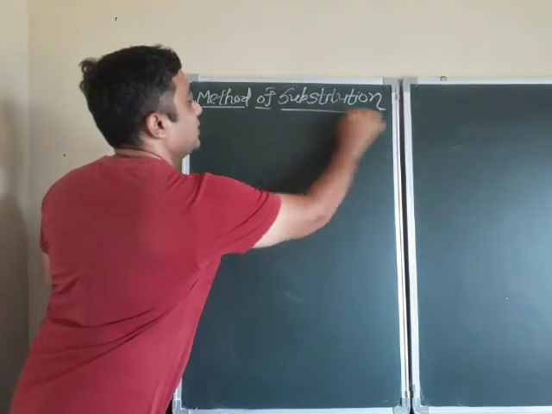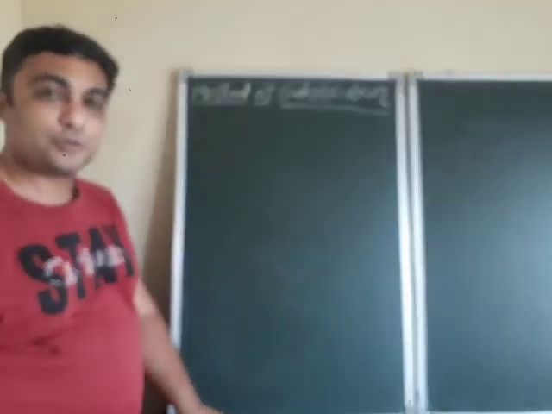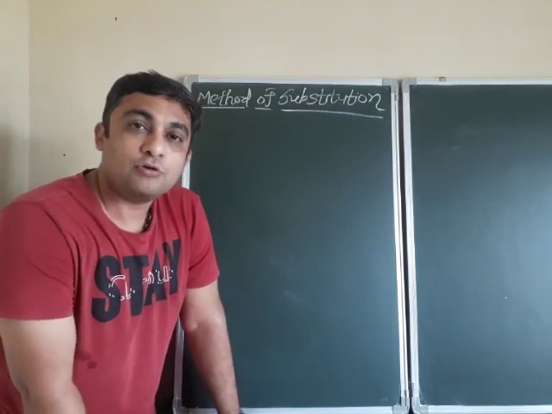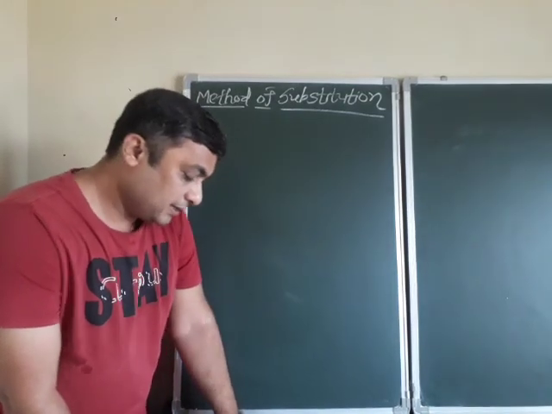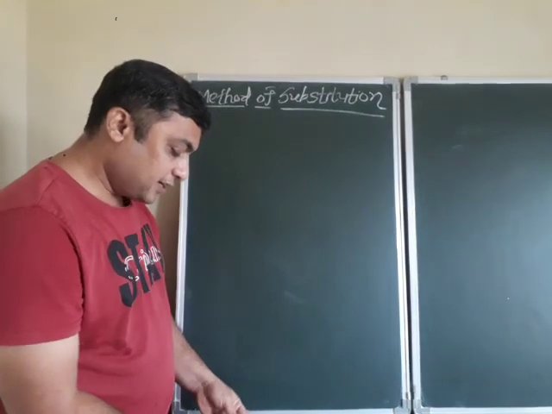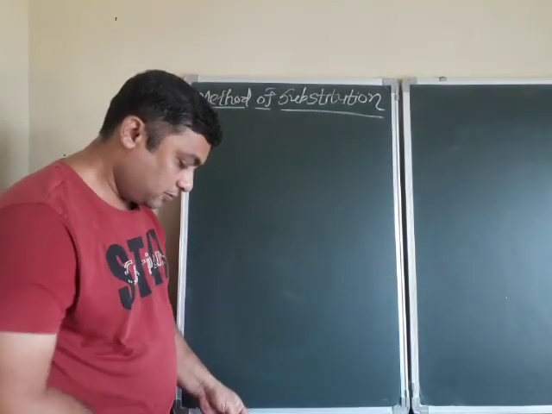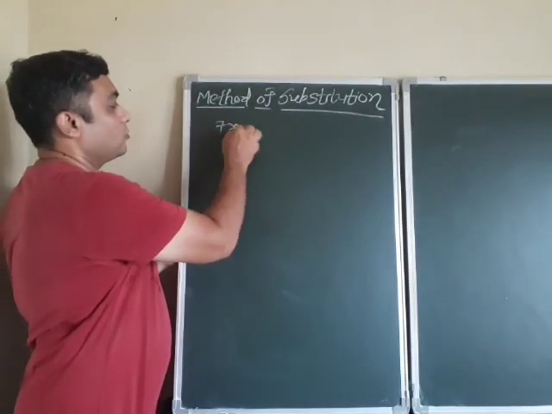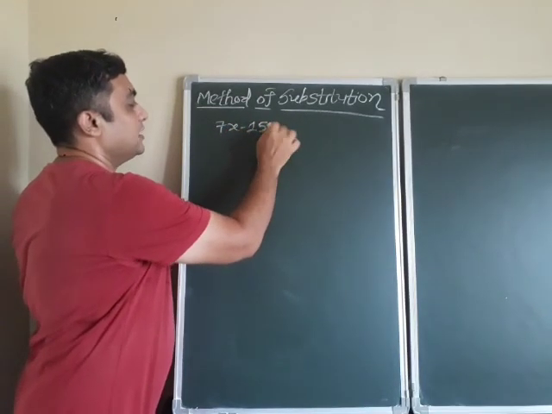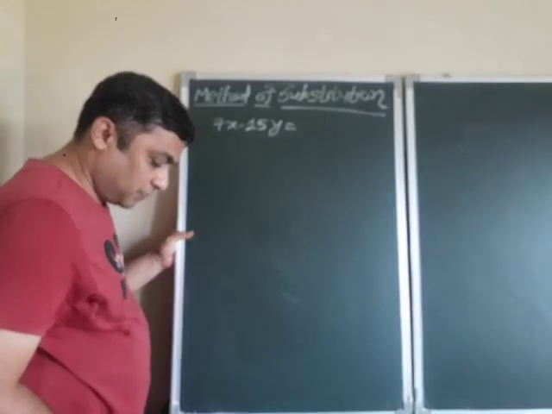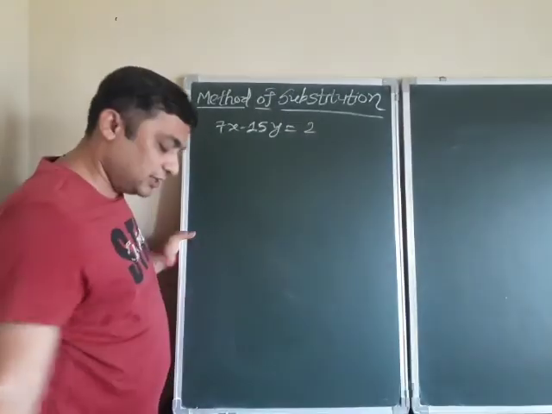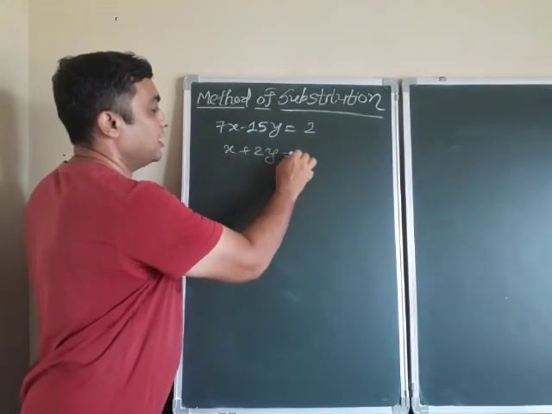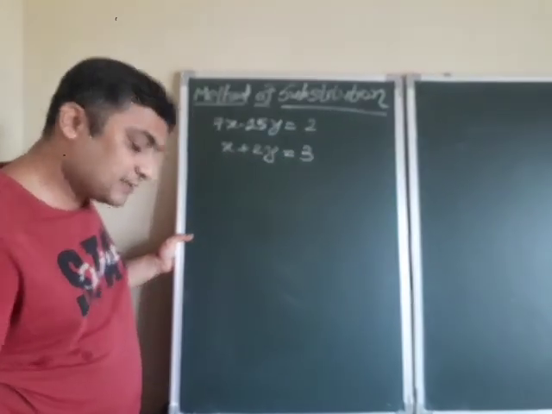In this lecture we learn the method of substitution. The method of substitution is one of the easy methods to solve two linear equations. Here, first let me consider a linear equation: 7x minus 15y is equal to 2. This is the first linear equation. And the second linear equation is x plus 2y is equal to 3. This is the second linear equation.